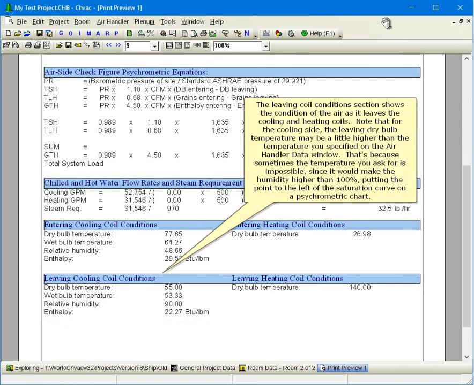The leaving coil conditions section shows the condition of the air as it leaves the cooling and heating coils. Note that for the cooling side, the leaving dry bulb temperature may be a little higher than the temperature you specified on the air handler data window. That's because sometimes the temperature you ask for is impossible, since it would make the humidity higher than 100%, putting the point to the left of the saturation curve on a psychrometric chart.